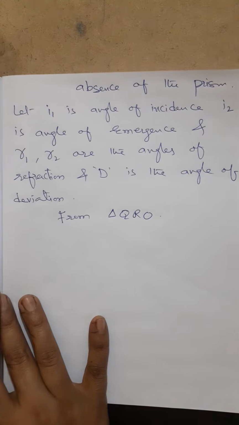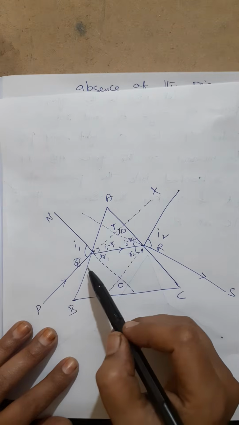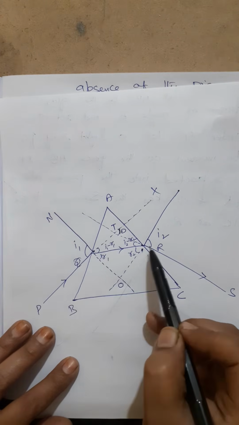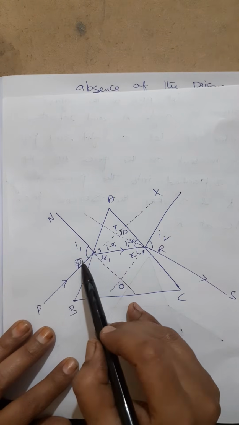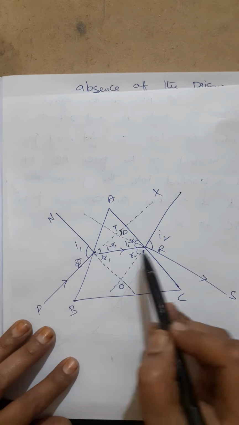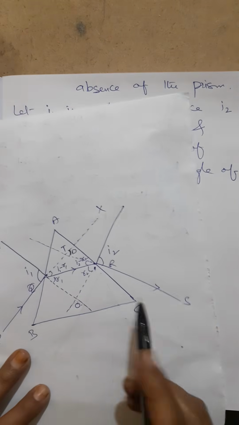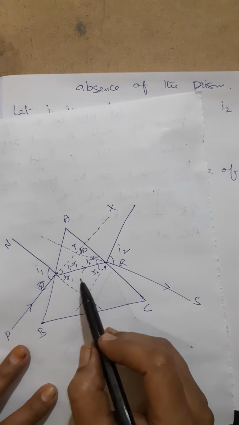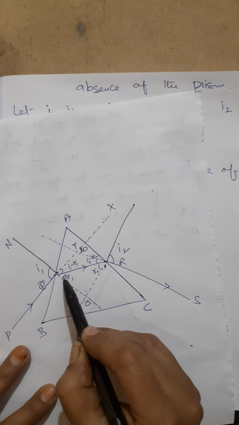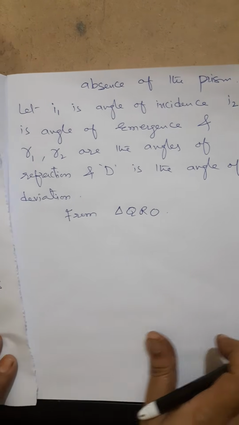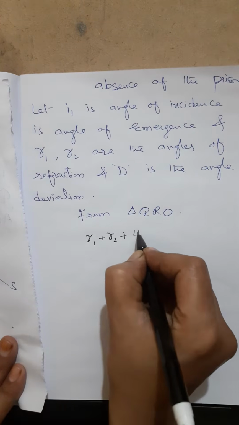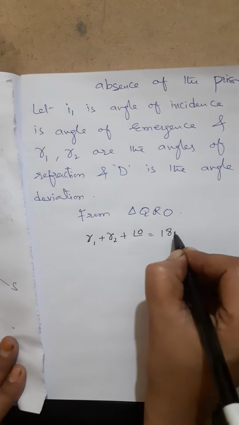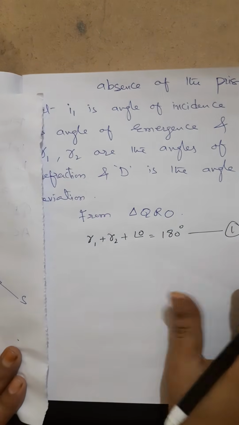Now we have to consider the triangle QRO. To calculate the refractive index of the material, first of all we consider the triangle QRO. By the properties of a triangle, the three angles add up to 180 degrees. So we can write r1 plus r2 plus angle O is equal to 180 degrees, and let us take this as equation number 1.